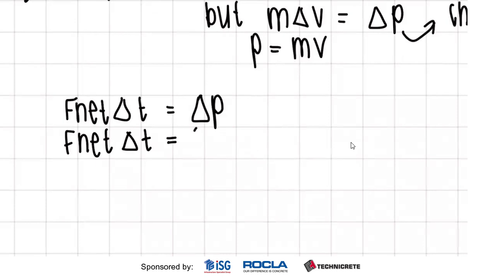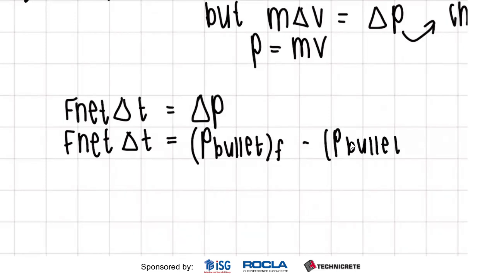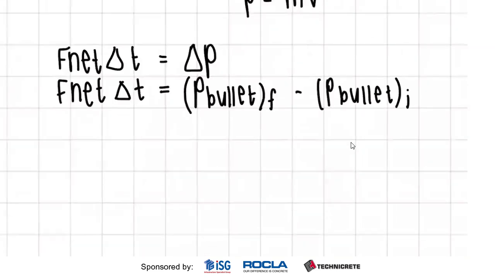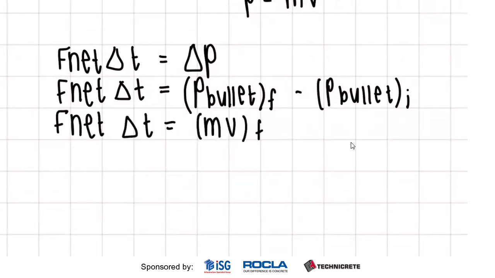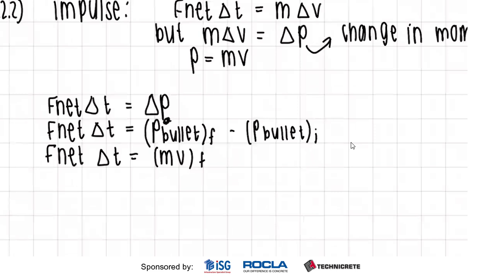The momentum of the bullet finally minus the momentum of the bullet initially. Okay. We also say that p is equal to mv. That's where we get that from. So this is mv final minus mv initial.